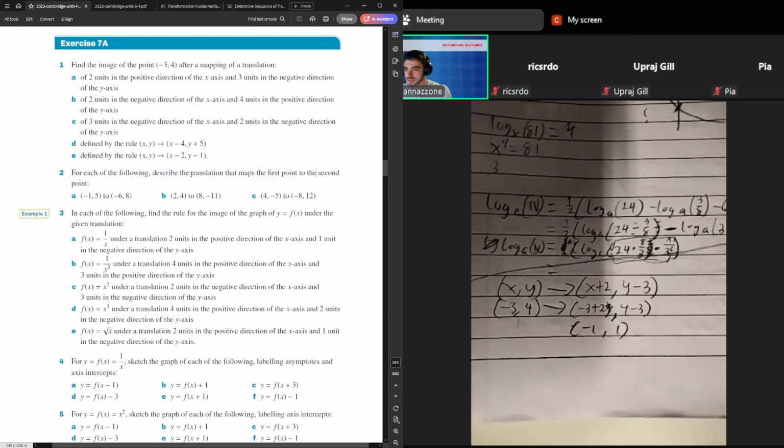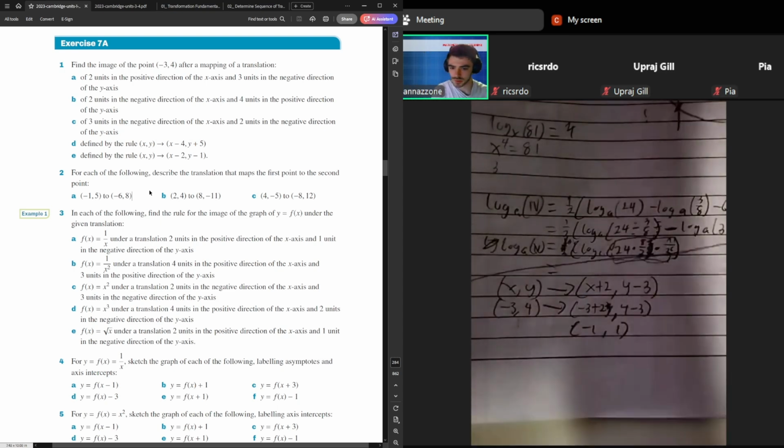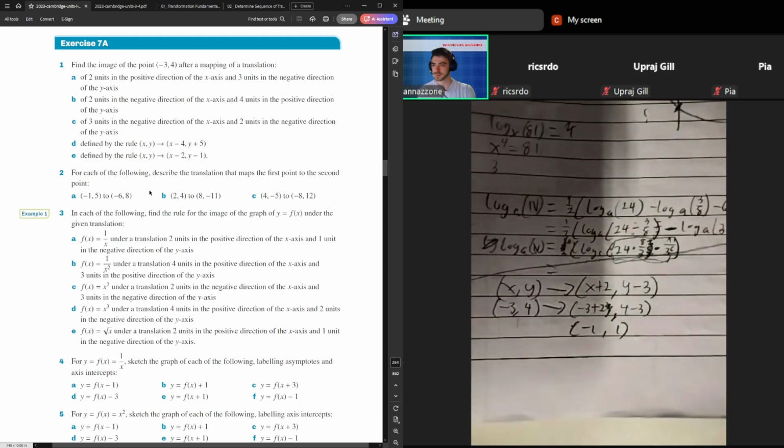For each of the following, describe the translation. Okay, yeah. Slightly different take on it now. So now we're doing these things here. So we're trying to figure out what this would look like to get from this point to this point. So I'll give you guys a shot to try and do that yourself first. And if I get no responses, I'll do the first one. 5 units left, 3 up. Yes, that's what that would look like in a worded form.